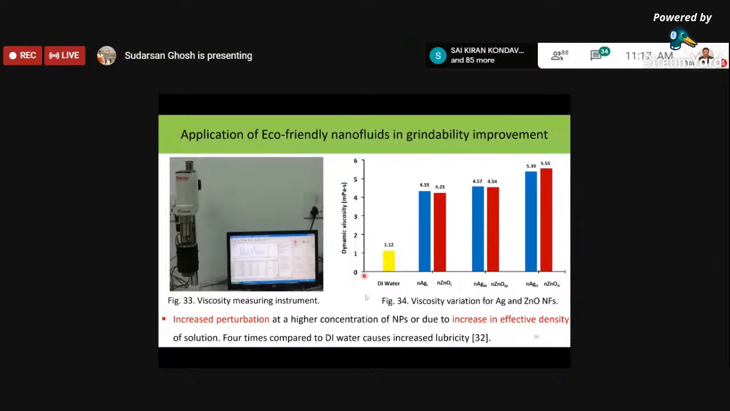We are looking into the viscosity mainly because the viscosity gives you an idea about lubricity. If your fluid is more viscous, it also means that it will have a better lubricity. So that is the motivation why we decided to check the viscosity of the nanofluids developed. Here also, as you can see, we are getting a sufficiently good amount of lubricity compared to the base fluid, the deionized water.